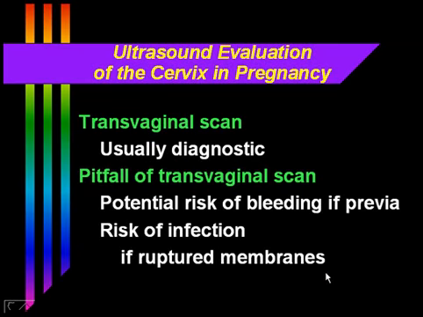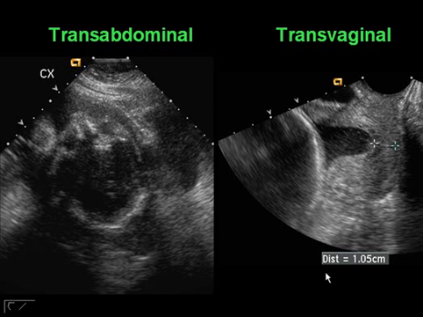The transvaginal scan is usually diagnostic for evaluating the cervix in pregnancy. We do, though, need to be careful because there is risk of bleeding if the patient has a placenta previa, and there's also risk of introducing infection if the patient has ruptured membranes.